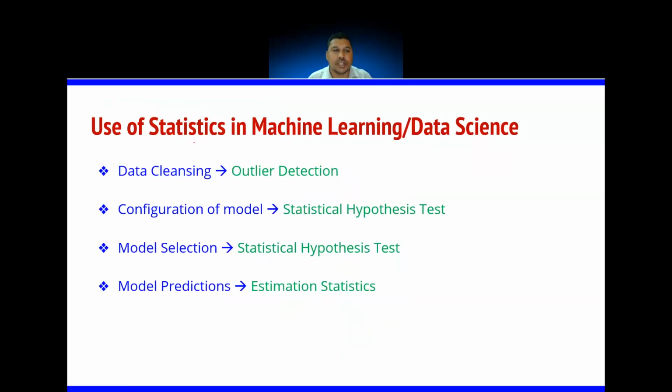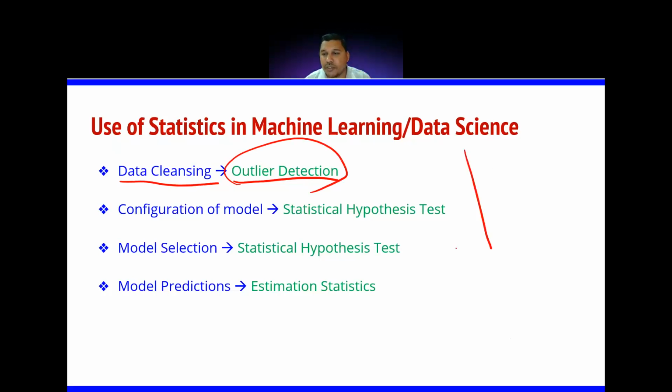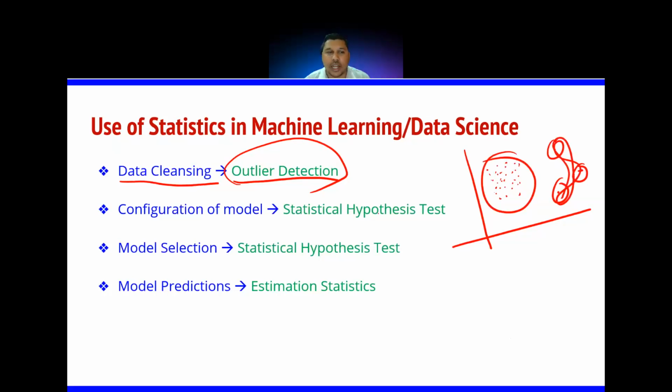So this is how it is used. During data cleansing, you need to identify the outliers. We'll maybe talk about this outlier detection. When you have a data set, if I plot it like this, the full data is here. Every data point is here, but there are a few data points here and there. These are outliers because they are not at one place. So these can be considered outliers. There also we use statistics for data cleansing.